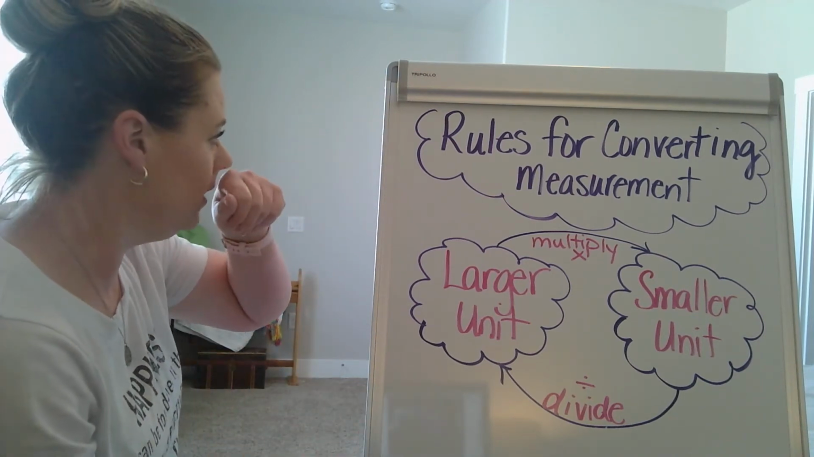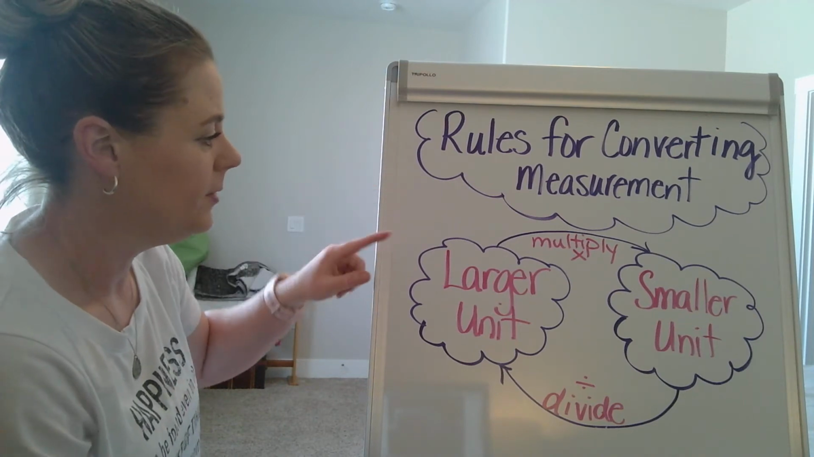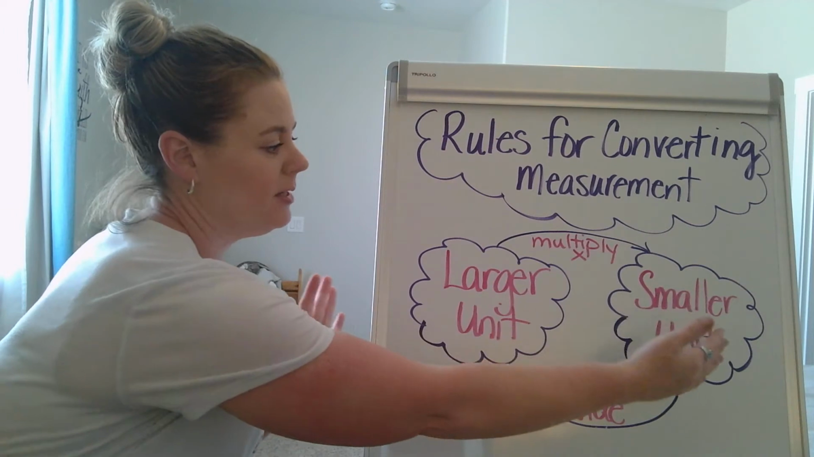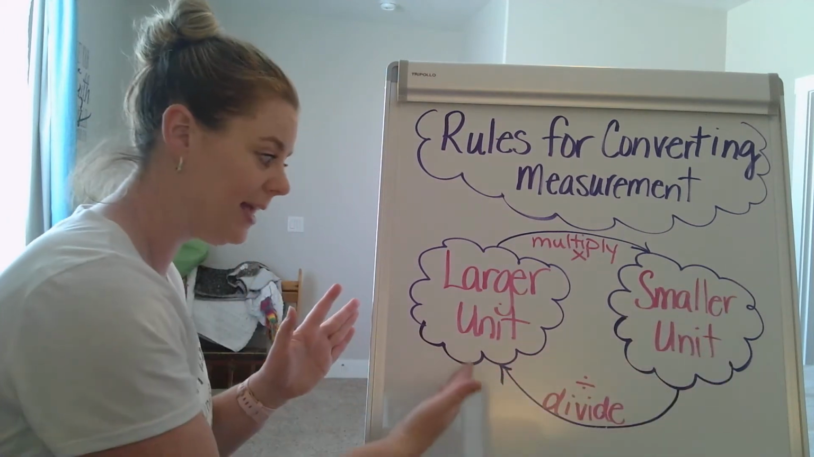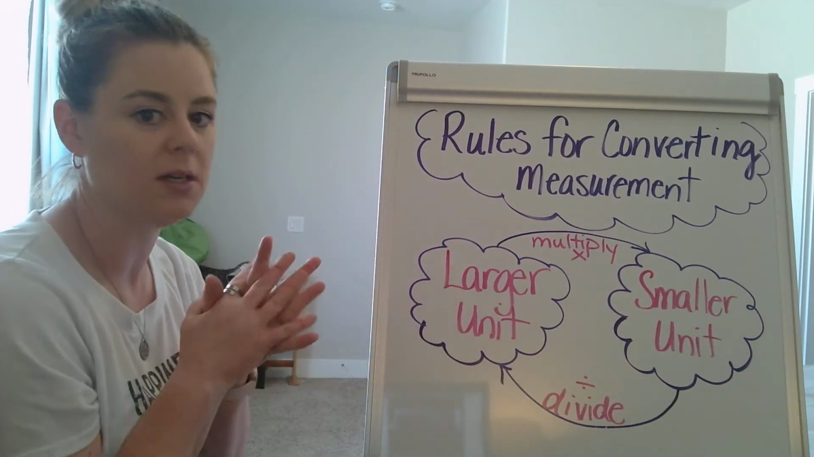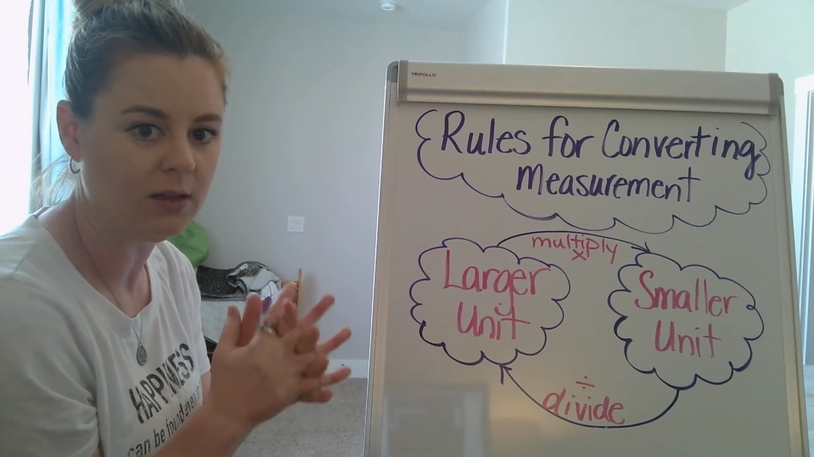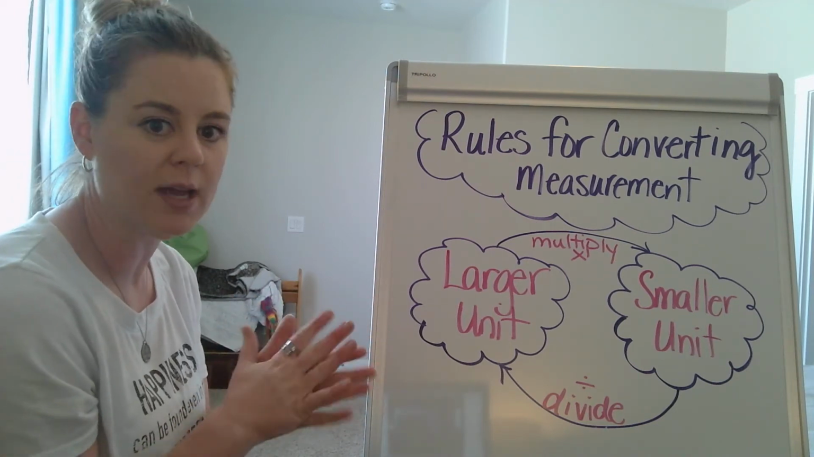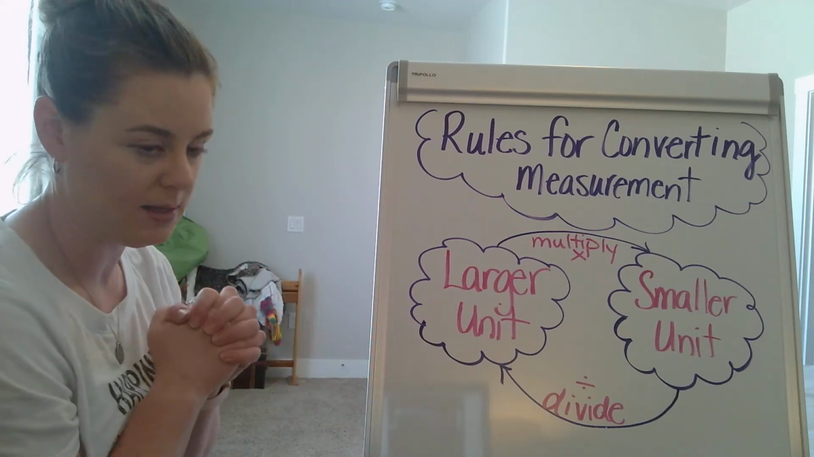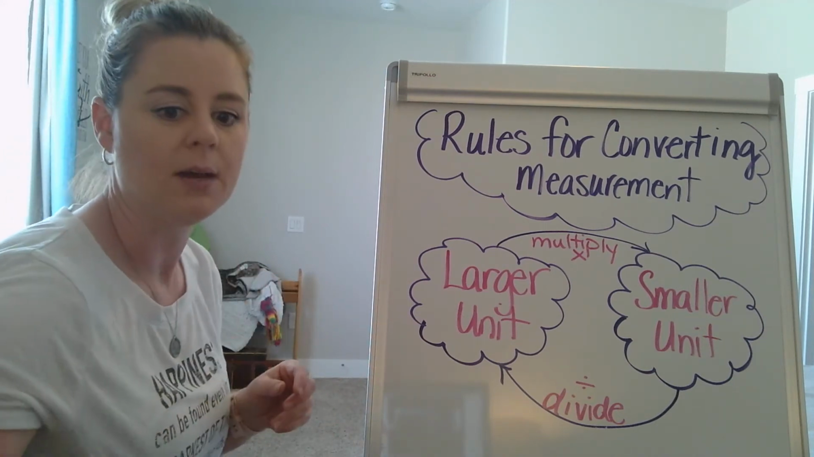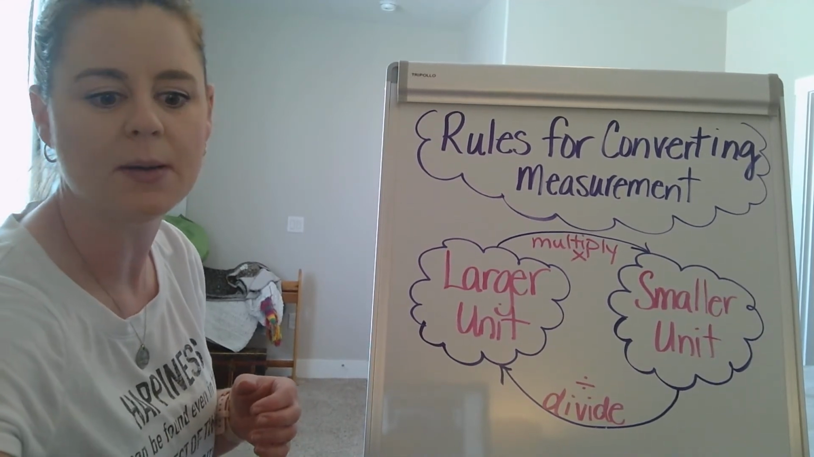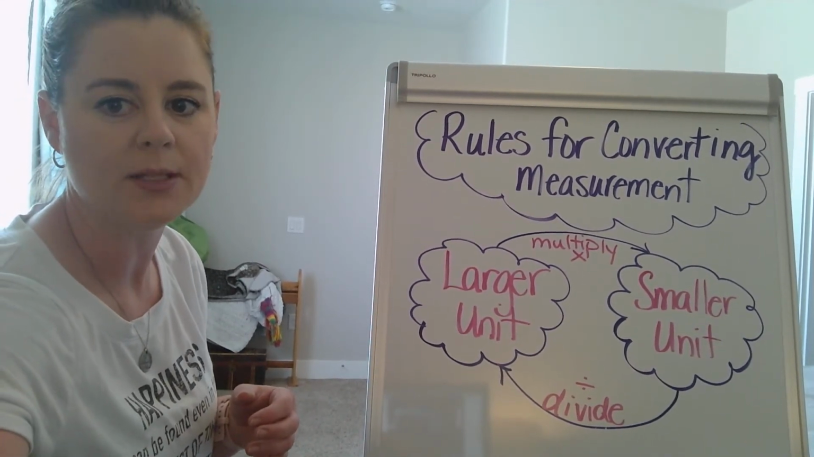So, rules for converting measurement. You have your larger unit, multiply to get the smaller unit. If you have the smaller unit, you divide to get the larger unit. We're going to go over that a lot throughout this measurement unit. So you should have that packet. I'm going to pause the video for a second and erase my board, so get another piece of paper ready to go.